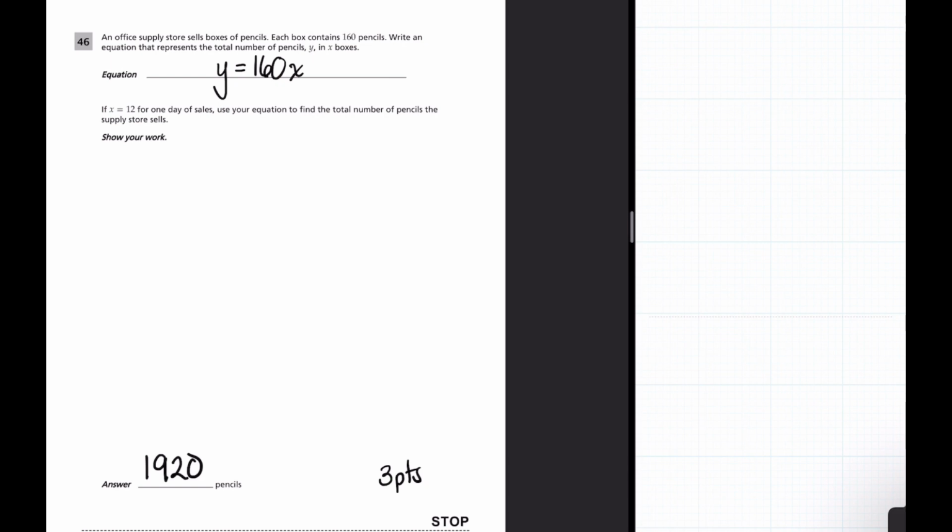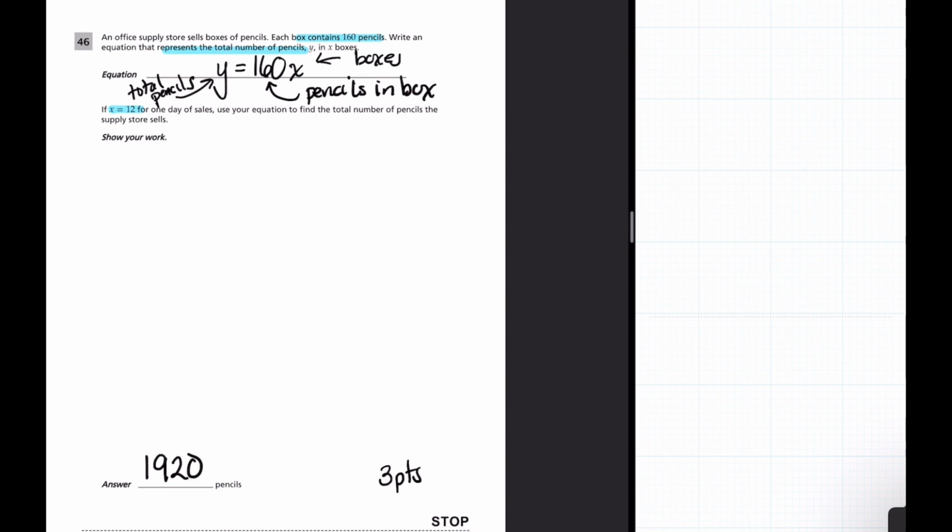An office supply store sells boxes of pencils. Each box contains 160 pencils. Write an equation that represents the total number of pencils. So this 160 is what's in the box. And the x is just telling us the boxes. And this y is the total number of pencils. That one's pretty easy.